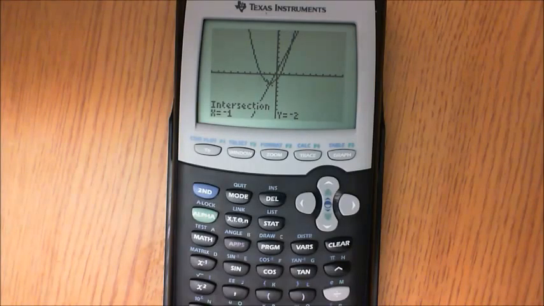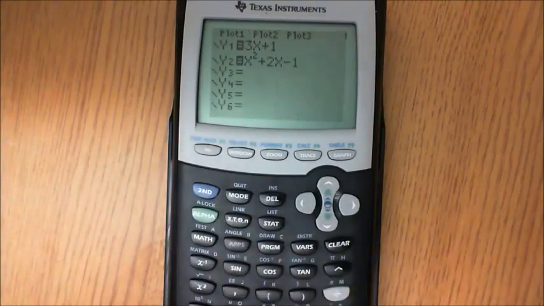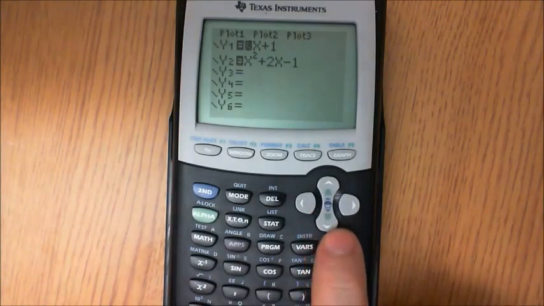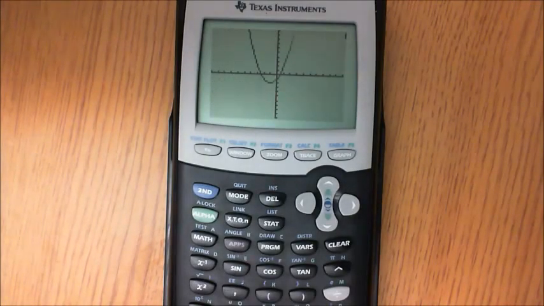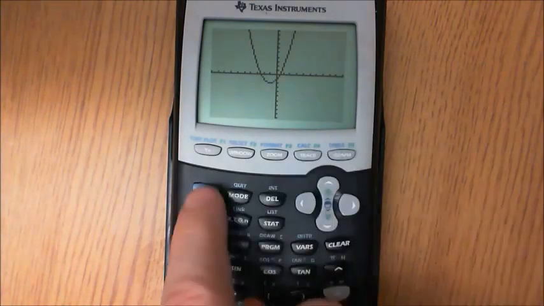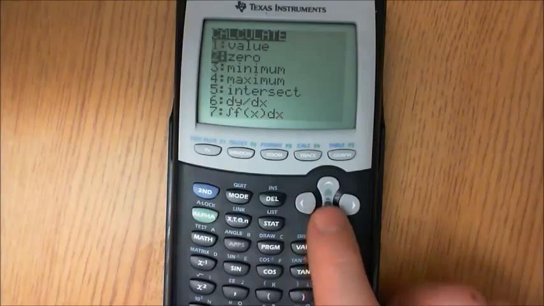Another useful tool, in fact, I'm going to go here and just clear out this row. So we're only looking at the parabola now. Sometimes you want to know where is the minimum of your function. In order to find the minimum, same place, calc, you may have even seen it before, minimum.